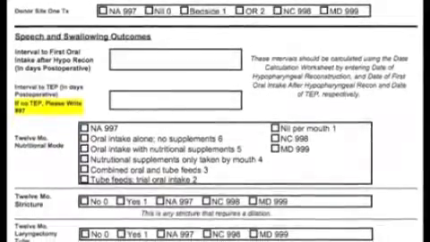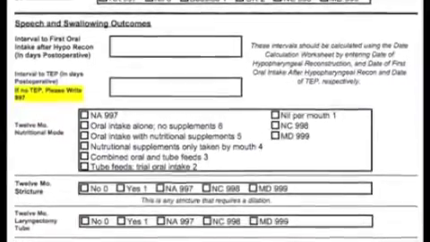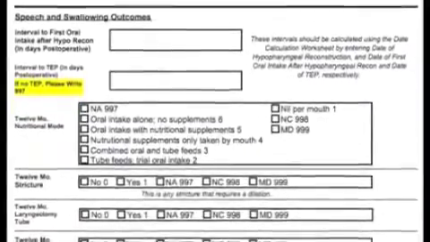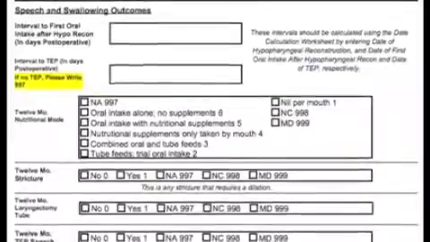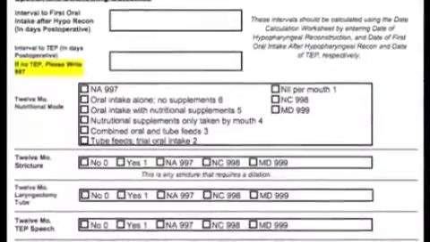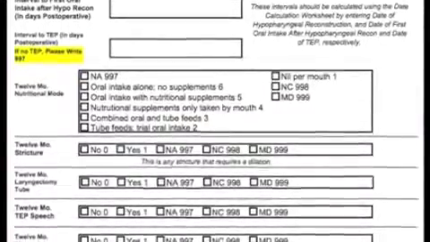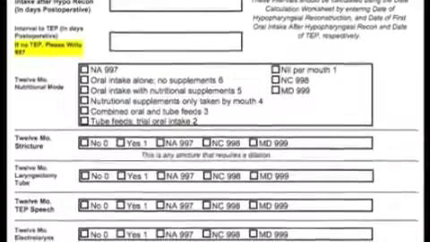Finally, at the bottom of page 7, please record whether or not each patient had a stricture 12 months or more postoperatively that required dilation. Please also record if each patient was using a laryngectomy tube 12 months or more postoperatively, had TEP speech 12 months or more postoperatively, and 12 months or more postoperatively was using an electrolarynx.